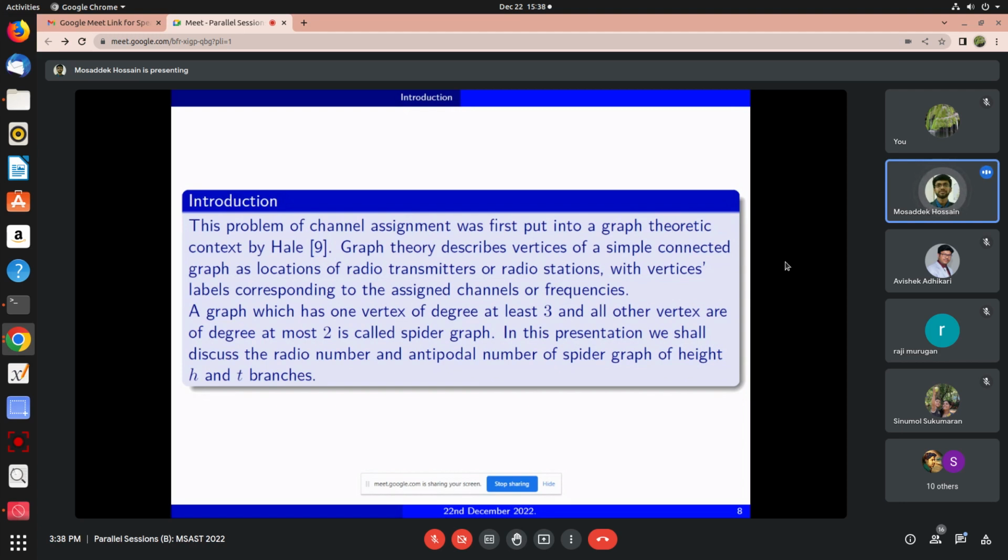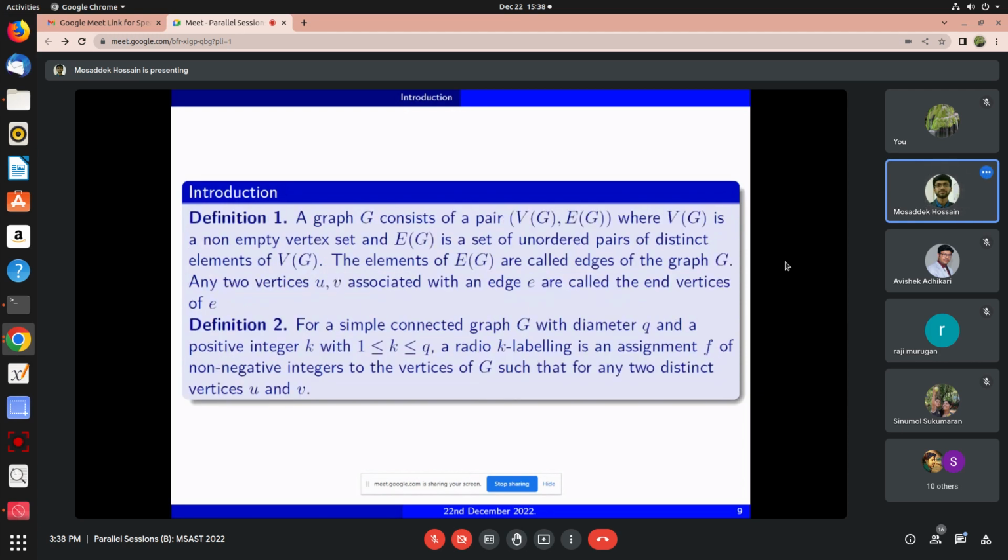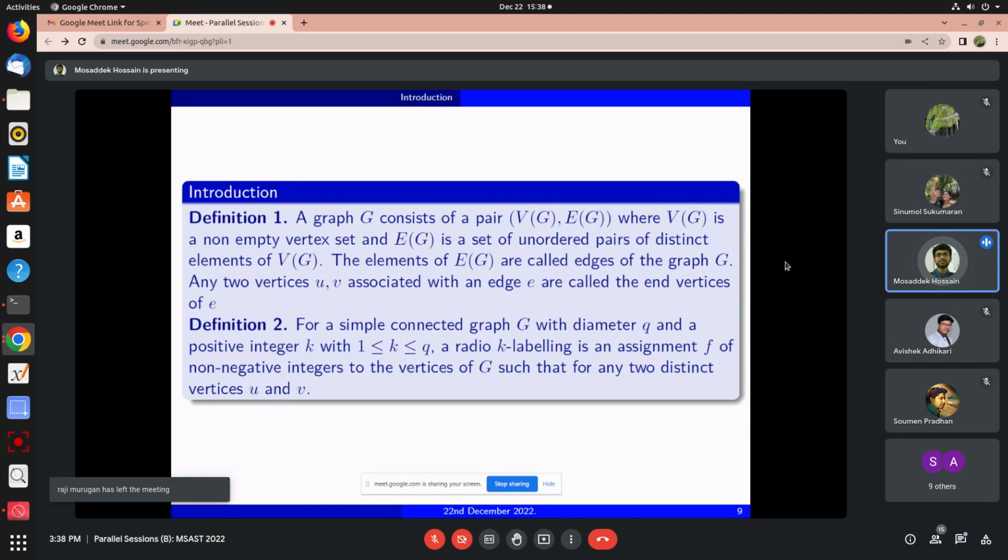A graph which has one vertex of degree at least 3 and all other vertices of degree at most 2 is called a spider graph. In this presentation, we shall discuss the radio number and antipodal number of a spider graph of height h and t branches. Definitions. 1. A graph G consists of a pair (V(G), E(G)), where V(G) is the non-empty vertex set and E(G) is the set of unordered pairs of distinct elements of V(G). The elements of E(G) are called edges of the graph G. Any two vertices u, v associated with an edge e are called end vertices of e.